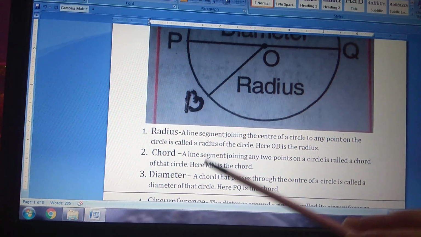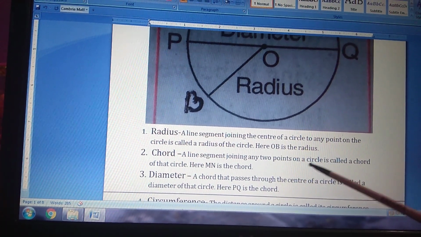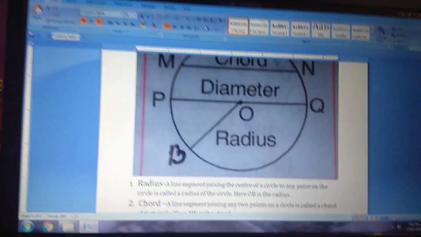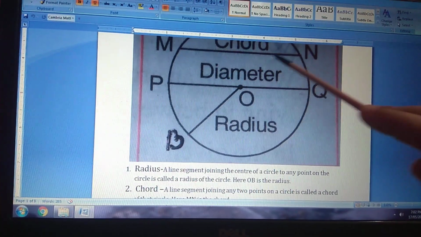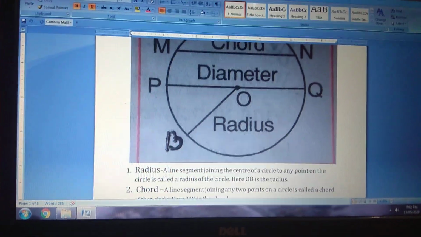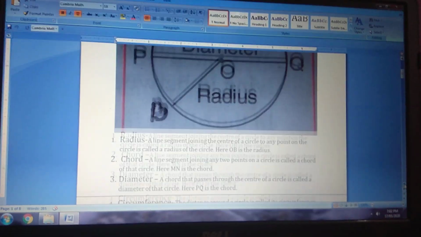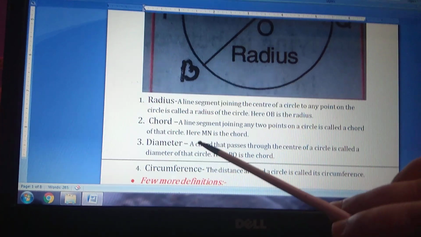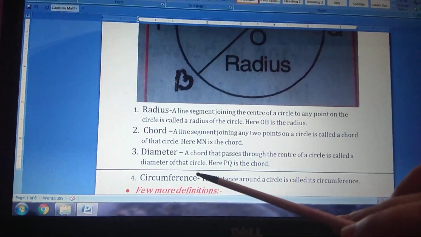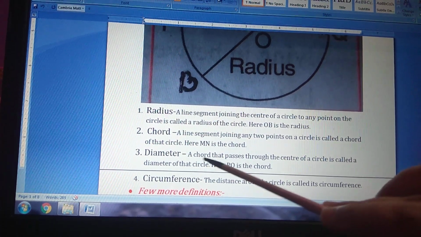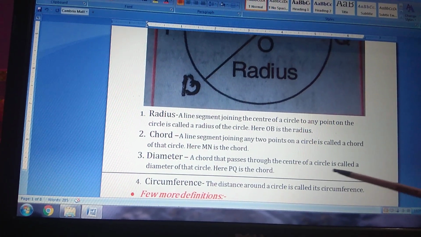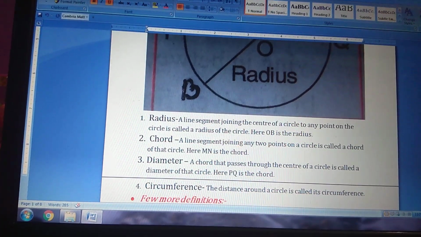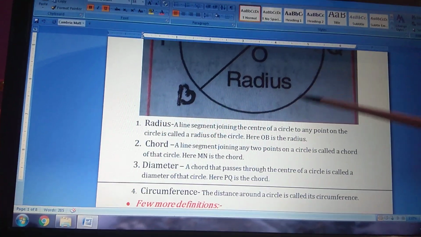Then comes chord. A line segment joining any two points on the circle is called a chord. So in the figure you can see the chord. Here MN is the chord. Any two points on the circle form a chord. Now we will go to diameter. Diameter is also a chord. Remember this: the diameter is the longest chord of the circle. A chord that passes through the center of the circle is called the diameter of the circle. It should pass through the center, that is, it should pass through O.